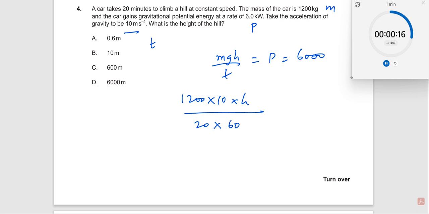So what do we get here? 60 into 20 is nothing but 1200. So this goes away. So this implies 6000, or h should be equal to 600 meters. So the answer is C.